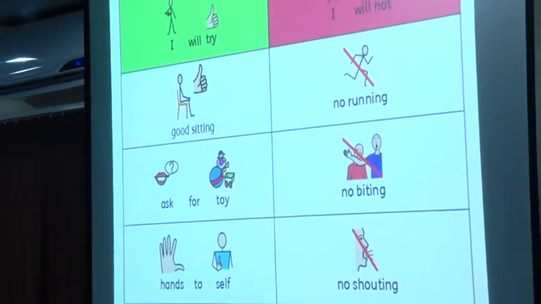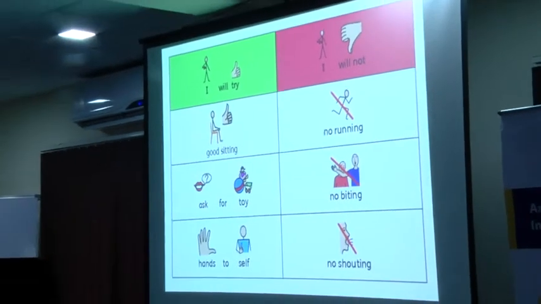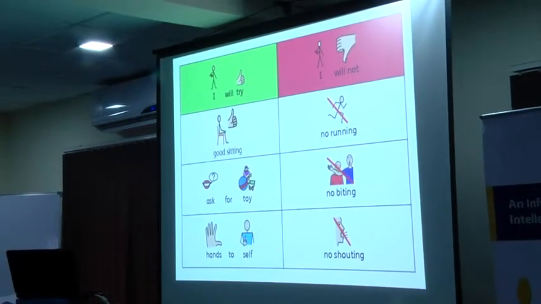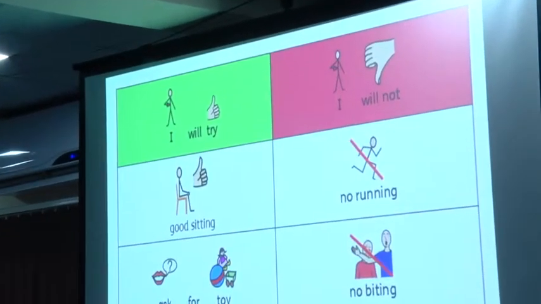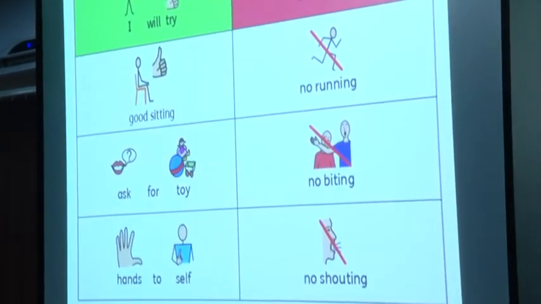Now these are the behaviors that you see. So the behaviors that you see are him running, biting, or shouting. And these are the behaviors that you would like to see. You would like to see the child doing good sitting, asking for a toy, or hands to self. So a simple chart like this allows the child to immediately detect and know what is required of them.